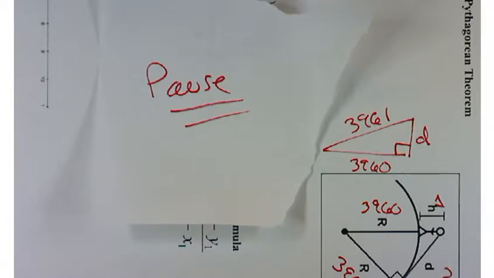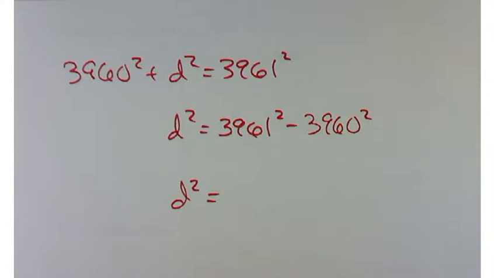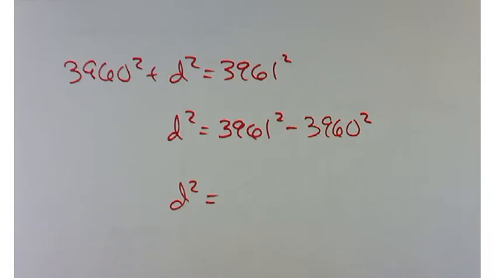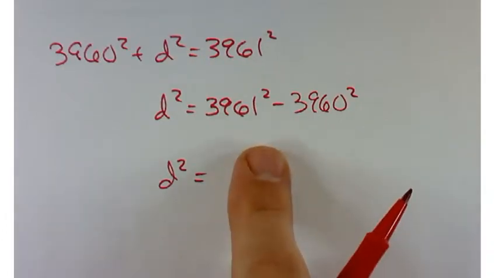What surprised me about this is that it worked out to be a nice even number. That's why I remember this problem so well. It's because, like, hey, the numbers worked out pretty good. So let's see what you're getting. You should set something up like this. 3,960 squared plus D squared equals 3,961 squared. Now, we can actually do this one without a calculator, which is kind of cool.